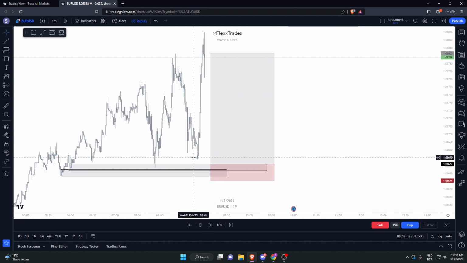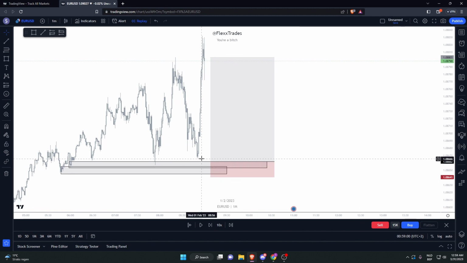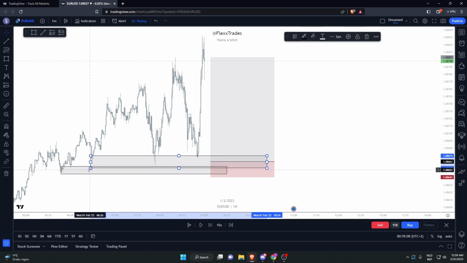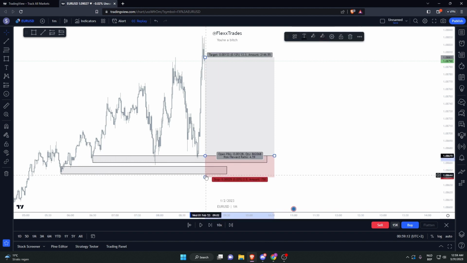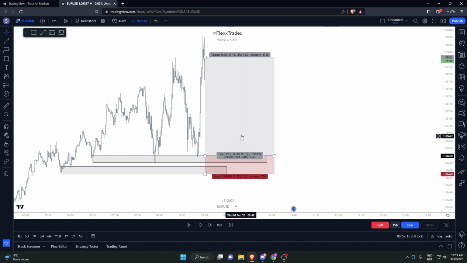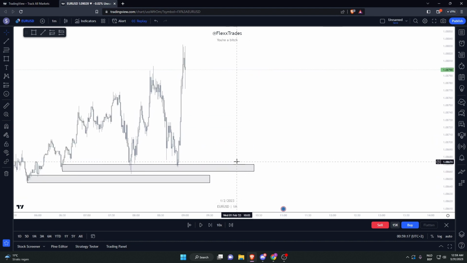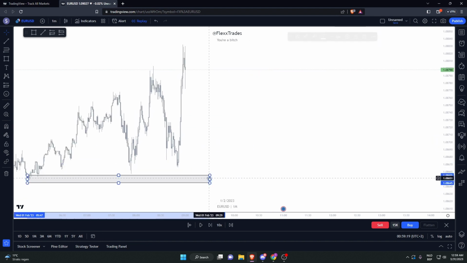Now, unfortunately, we missed our entry by about 0.3 pips, which is very close. But if I had a better zone, which would have been this one, then we would have been tapped in nicely. So unfortunately we didn't get an entry, but that is completely fine because we're now going to see how price action develops.